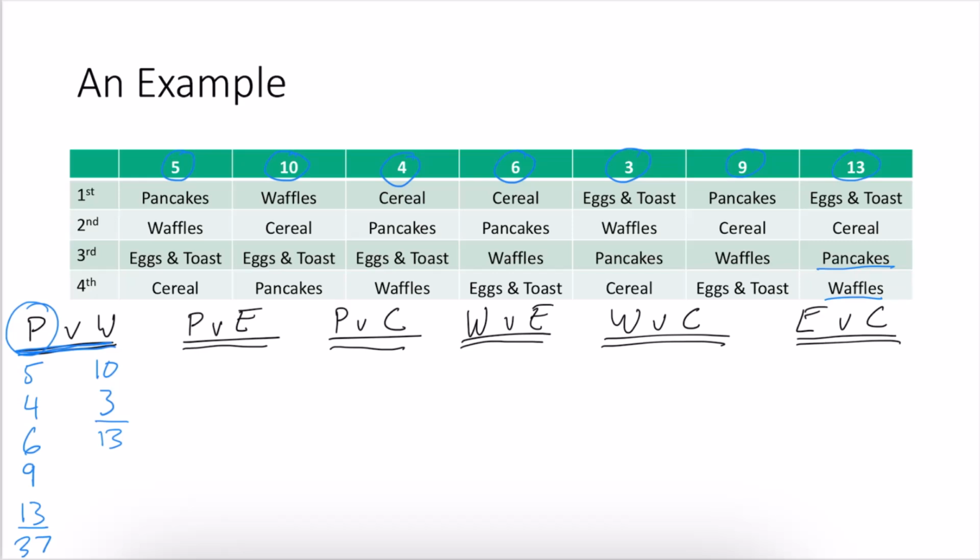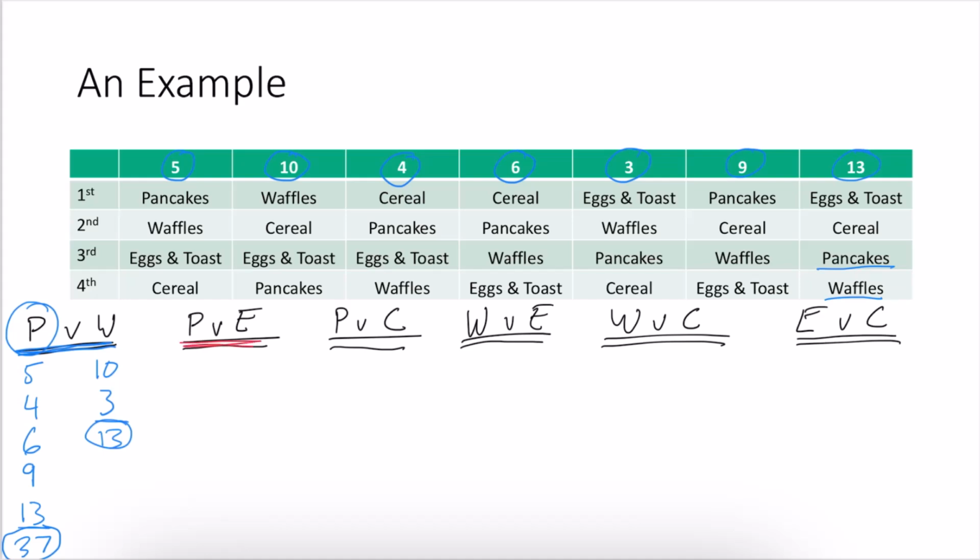But sometimes it's also obvious that one of them is going to win. Like in this case, you wouldn't necessarily have to add up the pancake numbers to know that pancakes is going to win that particular pair. So you don't always have to do this step if it's really obvious that one number is going to be bigger than the other, because you're just trying to figure out which one has the most. That would be how you do that first pair.